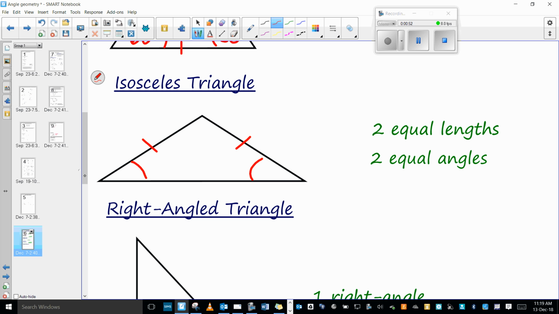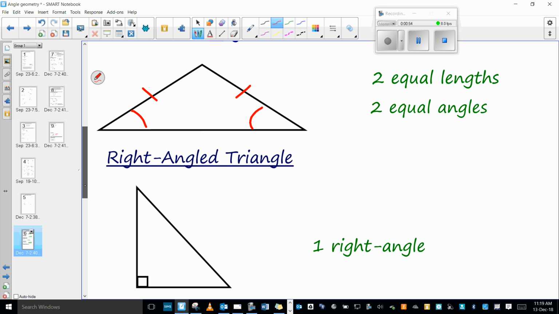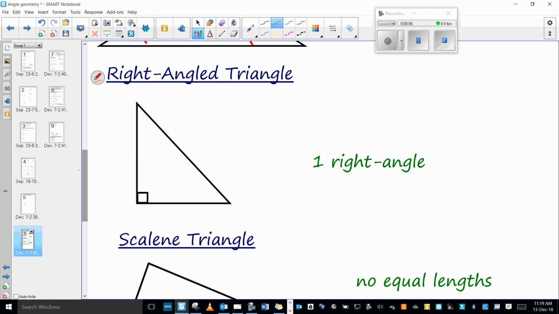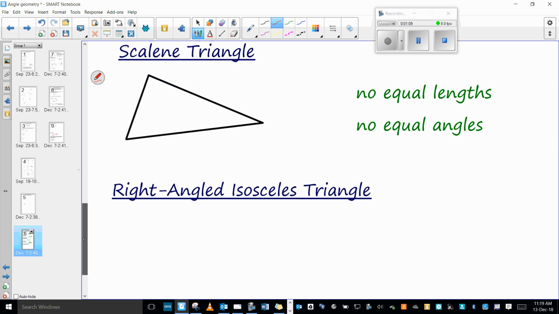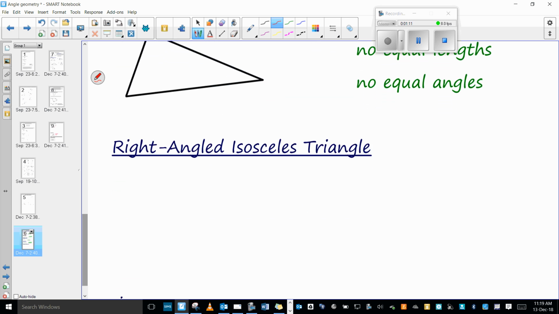A right angle triangle has one right angle, that's the only specification for a right angle triangle. And a scalene triangle has no equal lengths and no equal angles. Okay, so just be aware that that's the kind of triangle it is. A right angle isosceles triangle would be a right angle triangle where those 2 sides are the same.